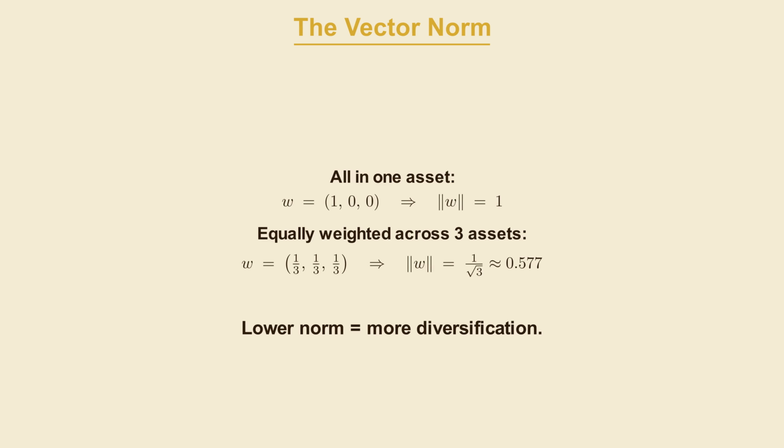So the norm of a weights vector is one rough way to measure concentration in a portfolio. Lower norm means more diversification, and a higher norm means more concentration. So the norm gives us the size of a vector. The third operation tells us how two vectors relate geometrically.